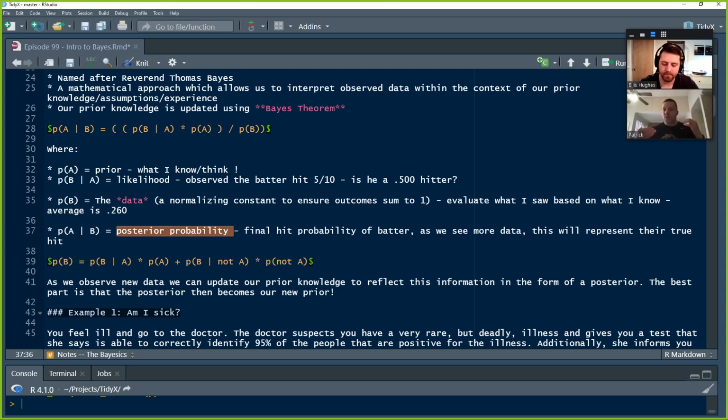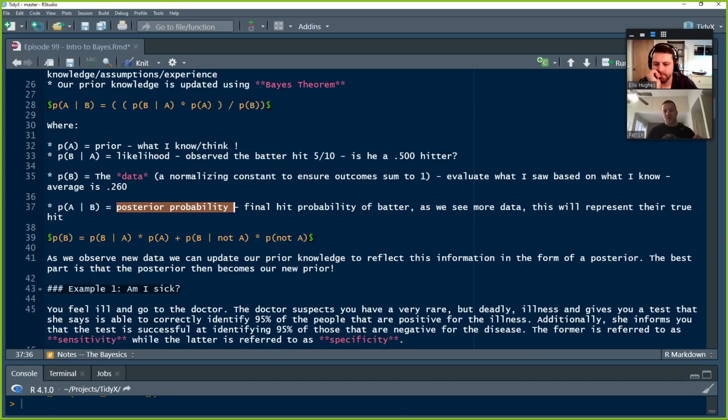And now we're going to observe his next 10 hits. And this posterior probability becomes our new prior. And every time we see new information, we have a new posterior, which means it becomes the new prior. And that gets updated again and then again and again. And this can go on in perpetuity as we learn new information.